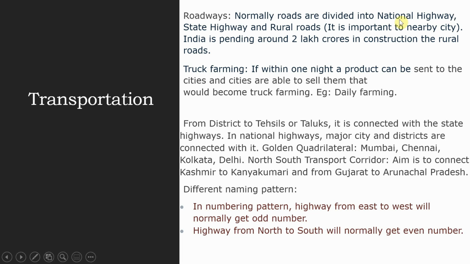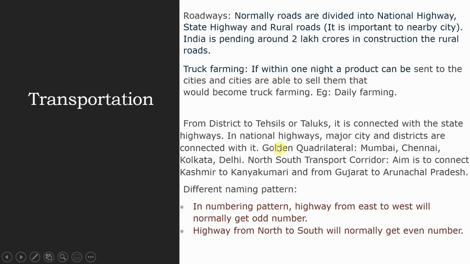So truck farming is that if within one night a product can be sent to the cities and the cities are able to sell them, that would become truck farming. Examples are dairy farming or horticulture related products. Horticulture means flowers and all. So from district to tehsils or taluks, it is connected with the state highways. And in national highways, major cities and districts are connected.